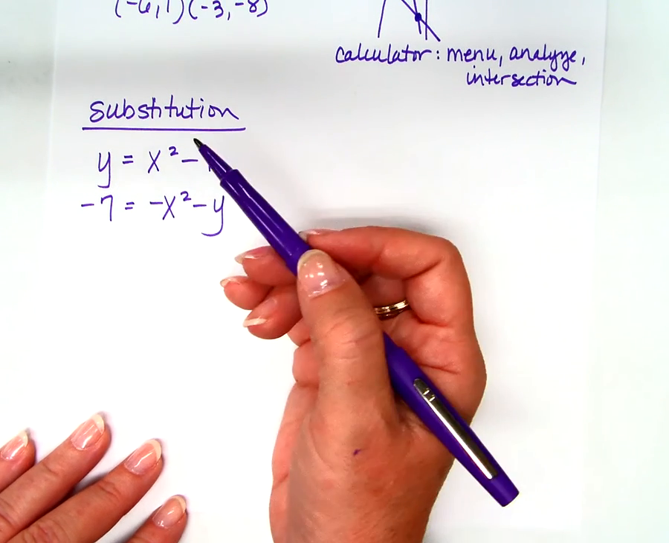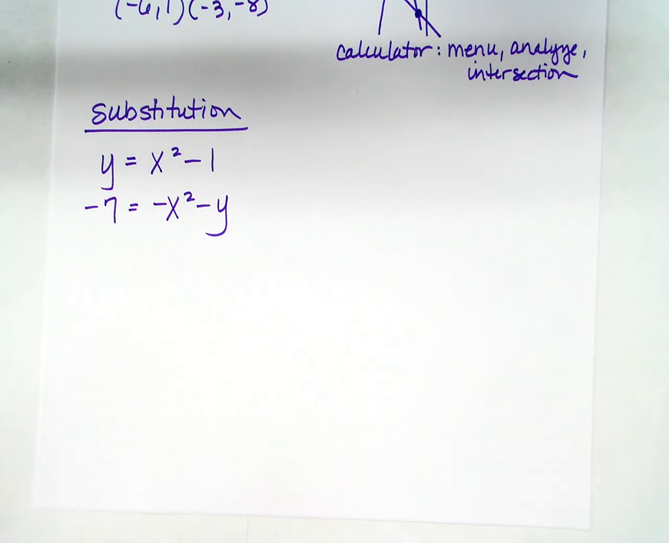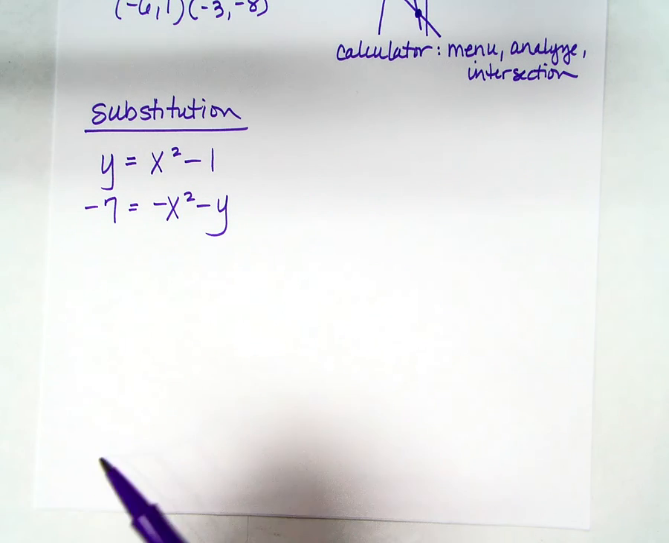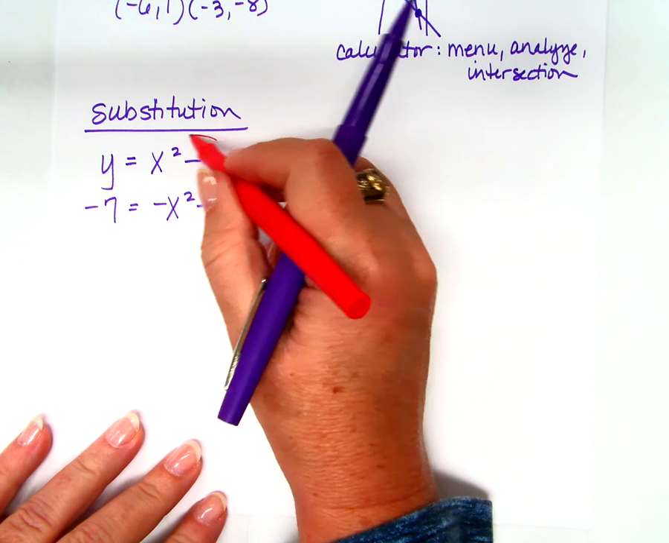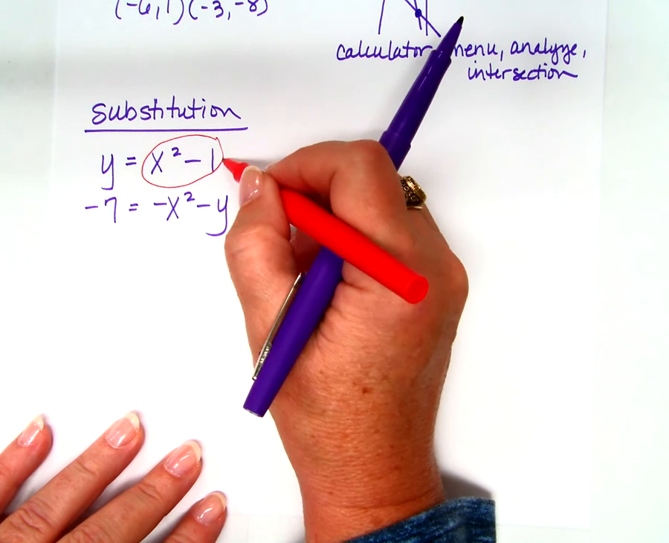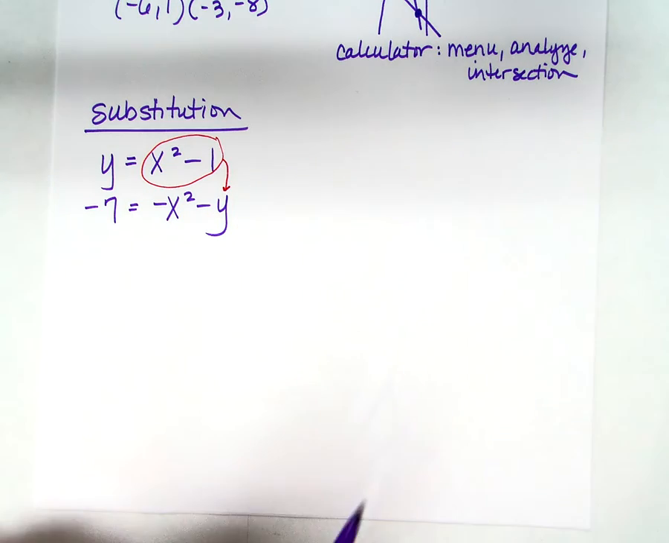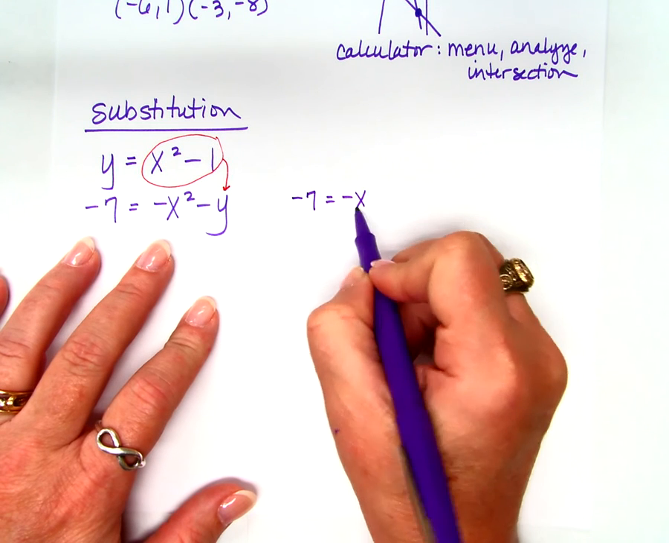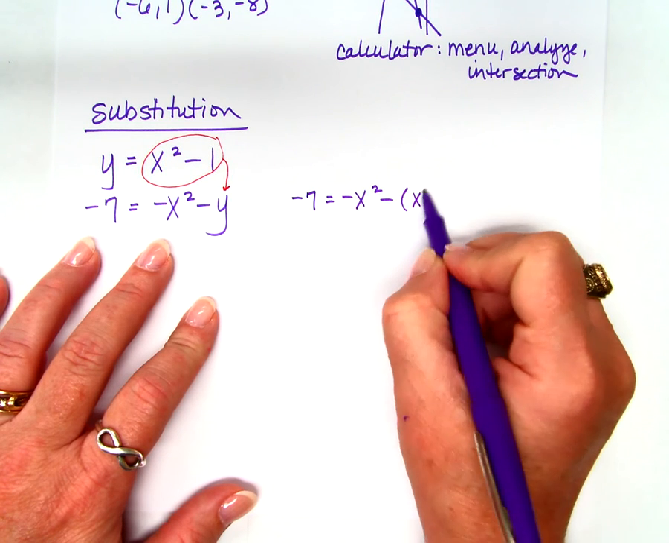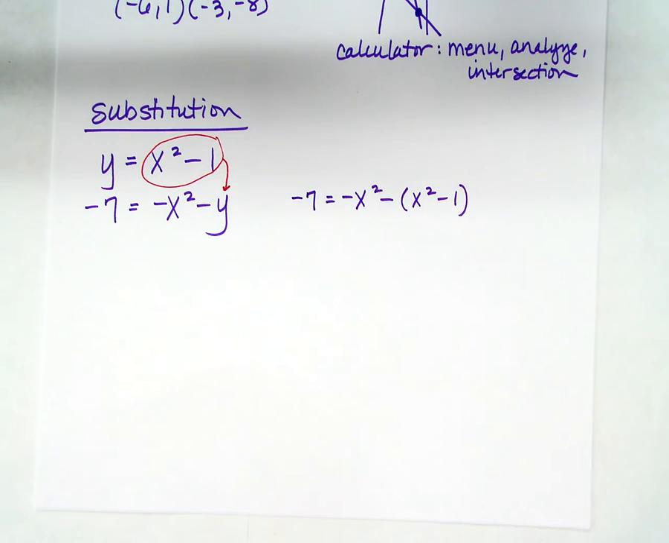That would be nice, right? Because isn't that what we've got to do with substitution? We've got to solve for a variable and put it into the other equation. Well, this one's already solved for. So why don't we take what we know y is and substitute it into the other equation for y? Boom. Negative 7 equals negative x squared minus (x squared minus 1).